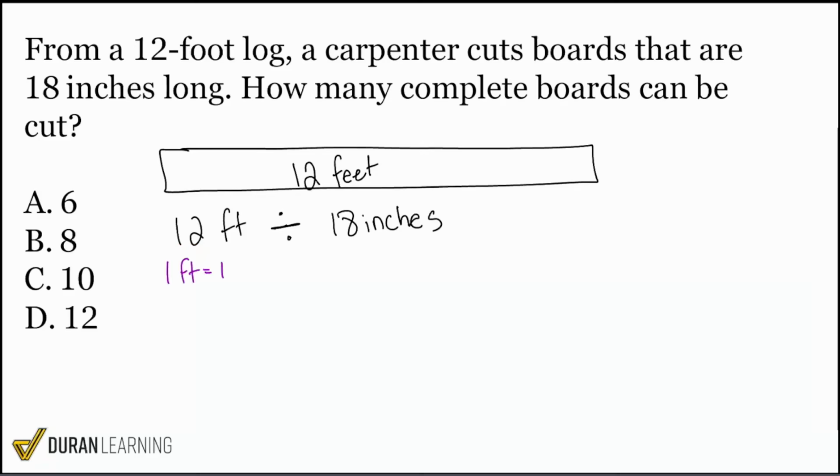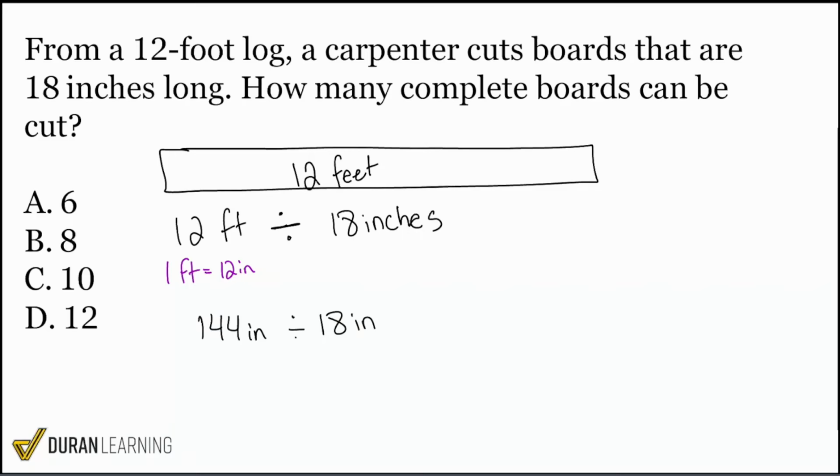1 foot equals 12 inches, so we will be multiplying in this specific case. We'll do 12 multiplied by 12, because every foot is 12 inches. You have 12 feet. 12 times 12 gives us 144 inches. So we have 144 inches divided by 18 inches, and that's going to give us that final answer.